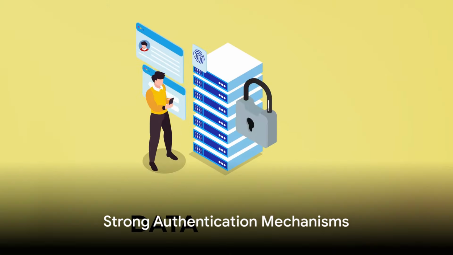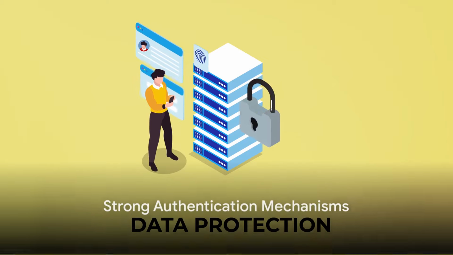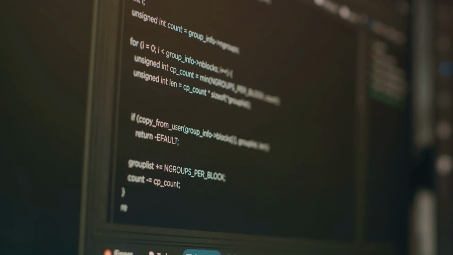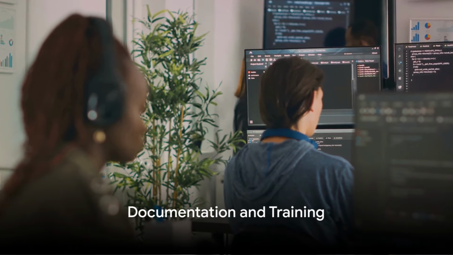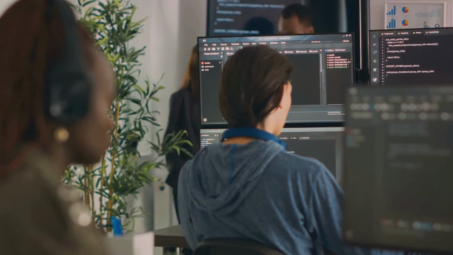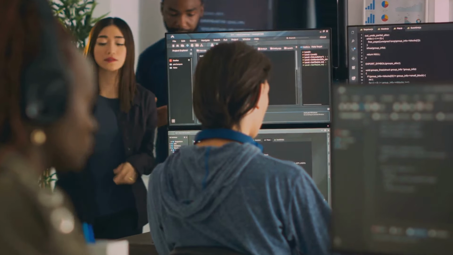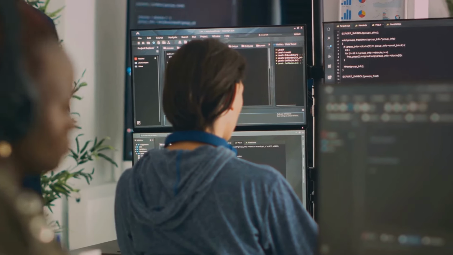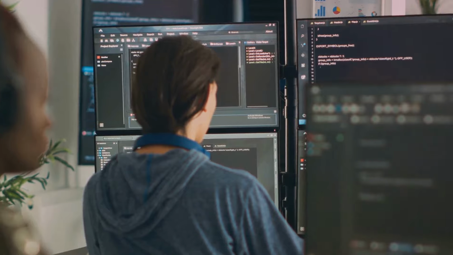And don't forget about strong authentication mechanisms. Implement multi-factor authentication for both Linux and database users, and use SSH keys for authenticating Linux admin users instead of traditional passwords. Finally, ensure all user management policies and procedures are clearly documented. Train users on the importance of security practices like secure password creation and the risks of sharing accounts.